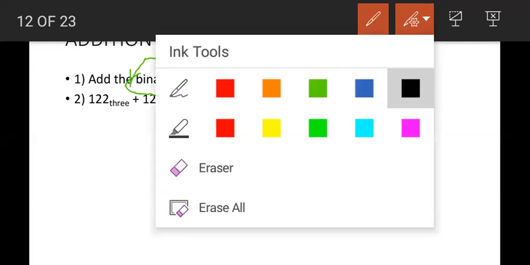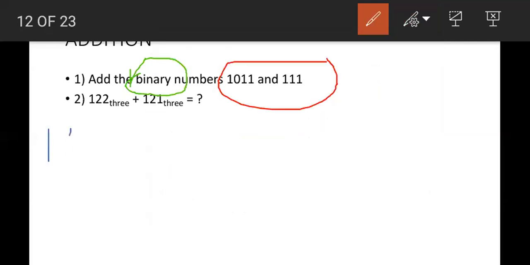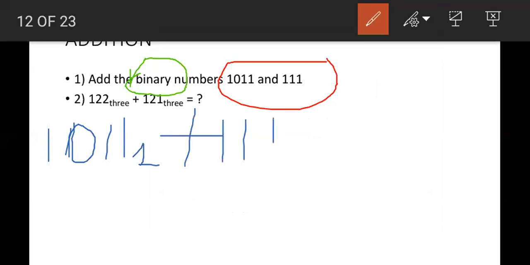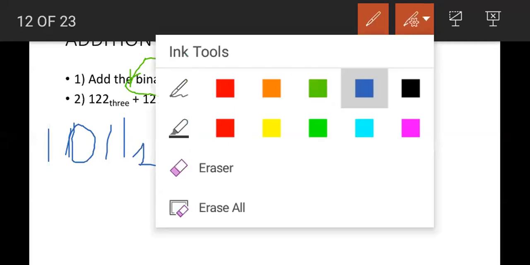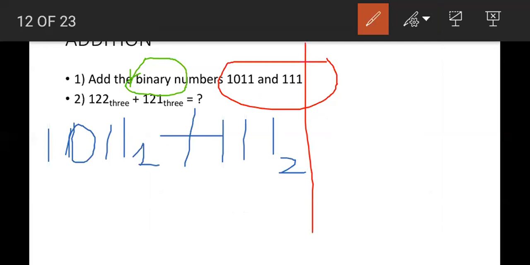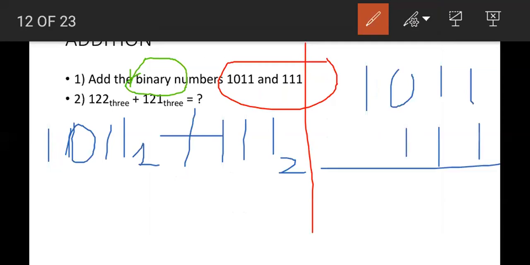Question number one. So we have 1011 base 2 plus 111 base 2. What you do is write it how you write your normal addition and subtraction. So let us write 1011 plus 111. They are all in base 2, so you write the base here. We want to do addition, so you put addition here.